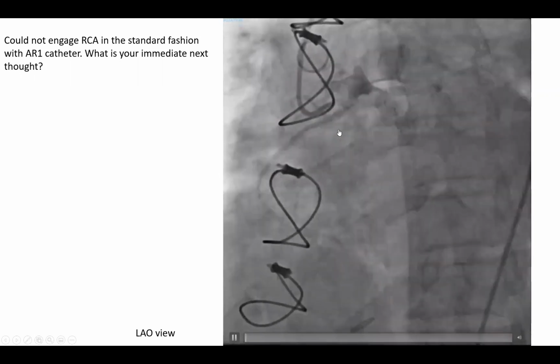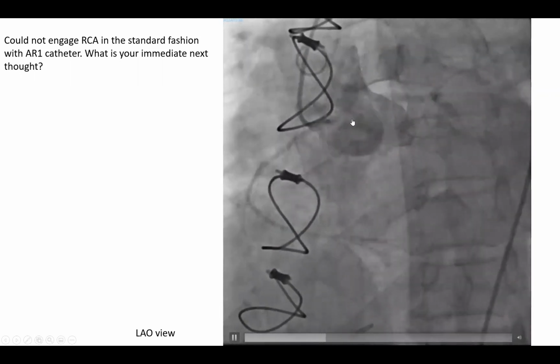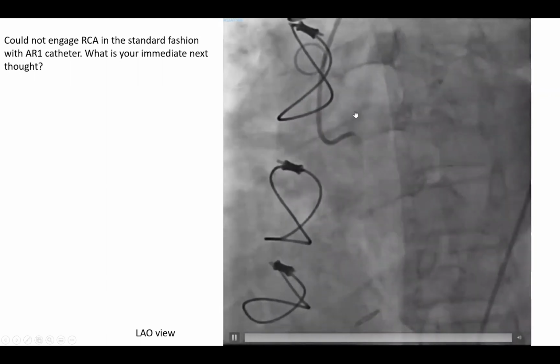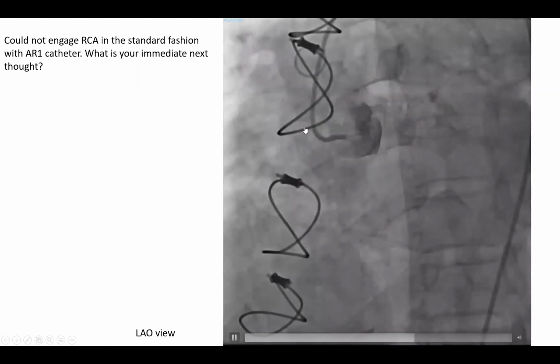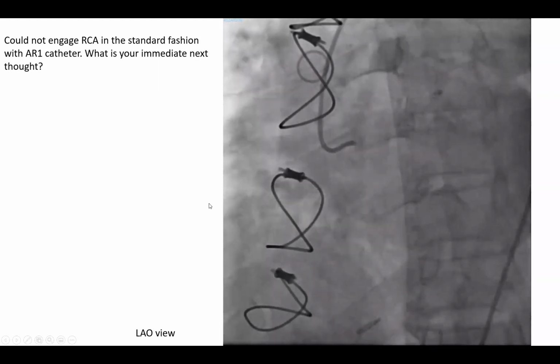And when you do that non-selective cusp injection, you can see where that RCA is originating here. It's originating in the middle anterior cusp. It's not originating from the right side of the cusp. So that's already your first hint.